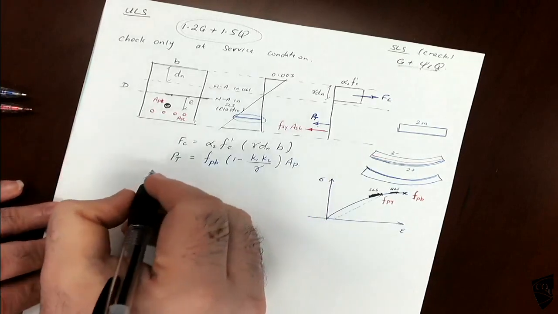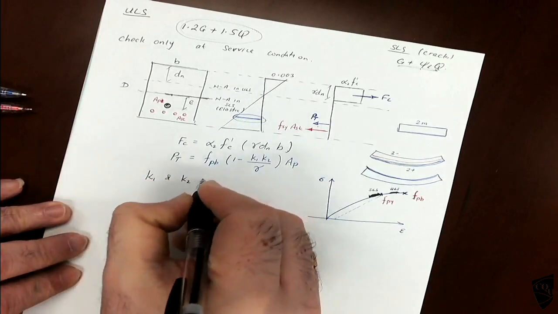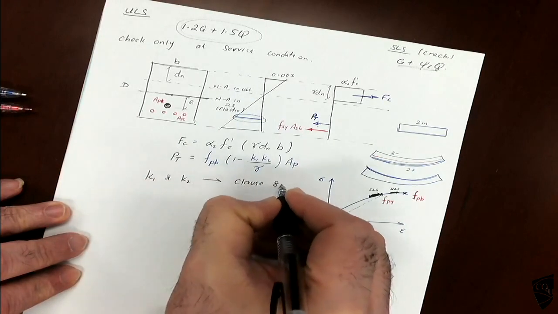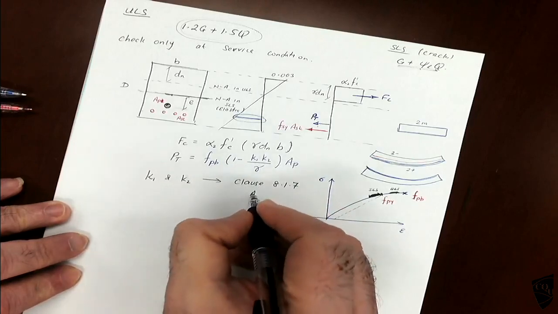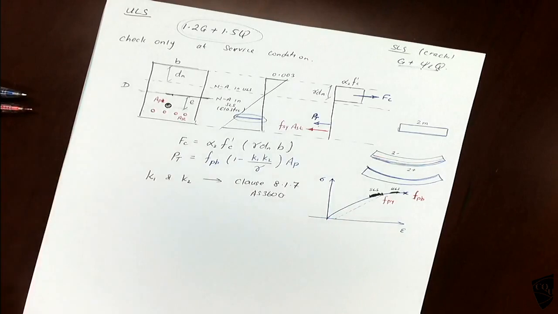So for K1, K2, you go to clause number 8.1.7 in the standard, AS3600. You should be able to find it.